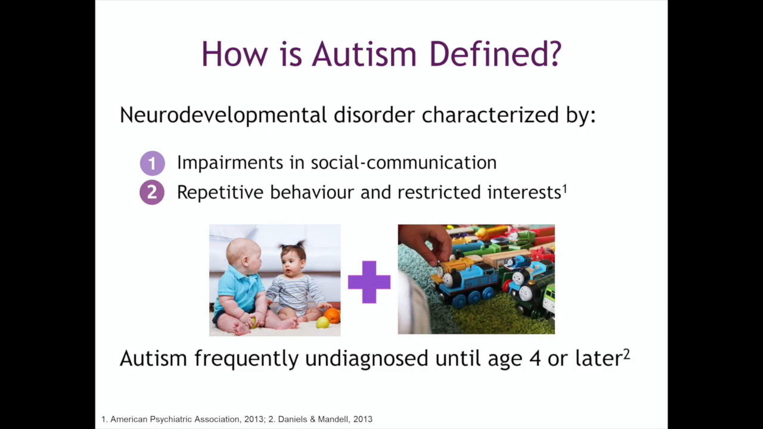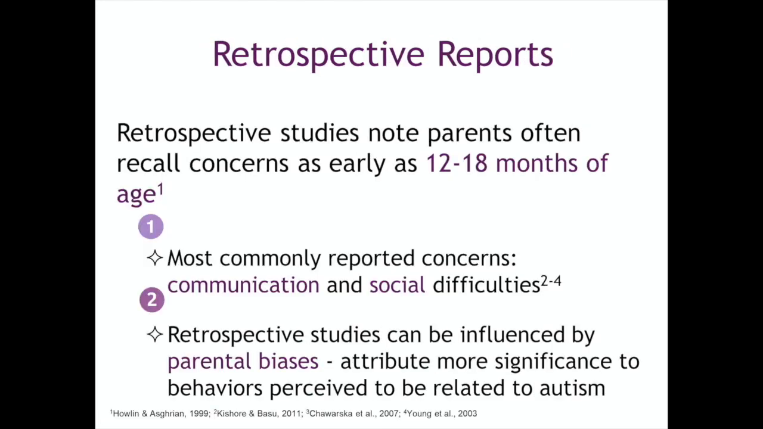With autism, though, it's frequently undiagnosed until age 4 or later. And this can be a bit of a problem because, being diagnosed later, it's hard to know what autism looks like as a child is growing up. So one of the ways that we do this is to look at retrospective reports. Retrospective studies often note that parents report concerns as early as 12 and 18 months of age.